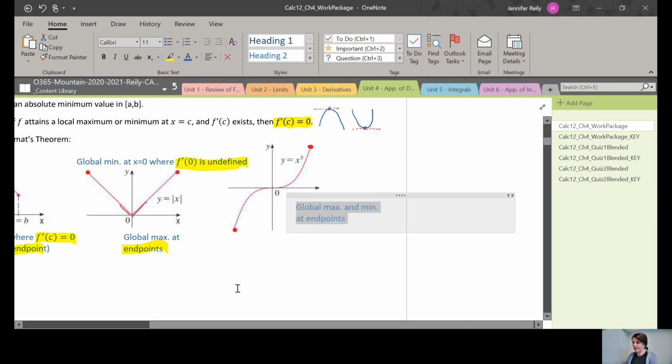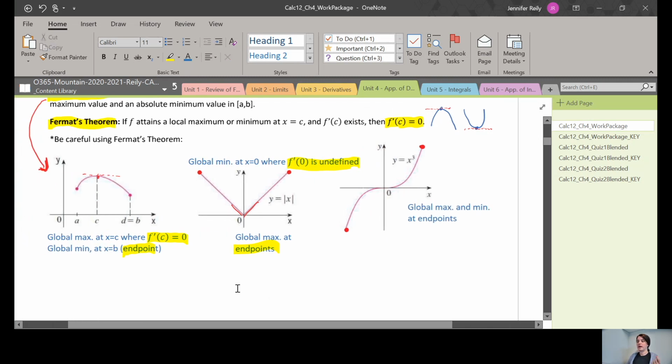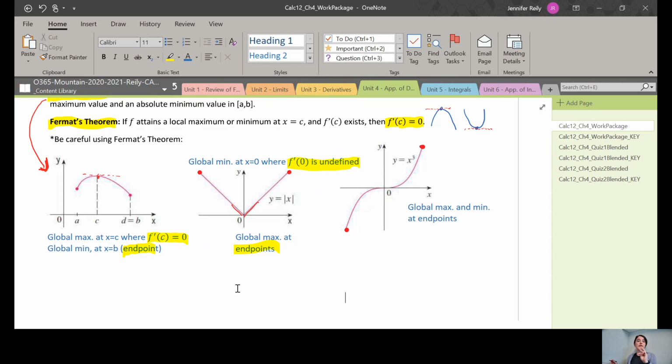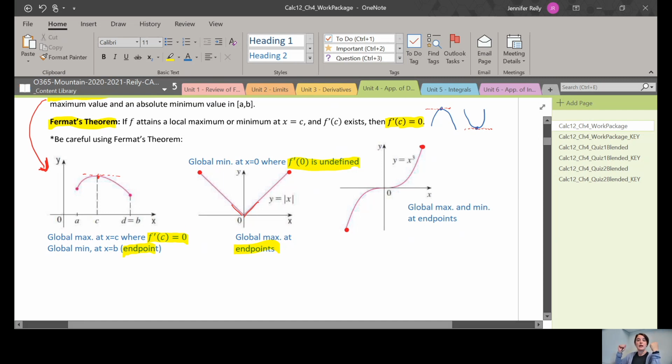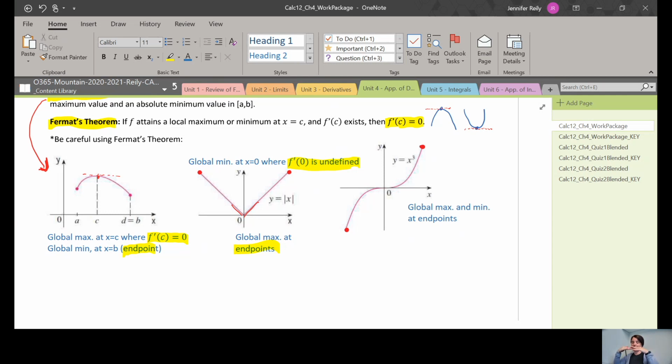There we go, and change it to blue. Okay, so in conclusion, by looking at these three examples, we found three important places we're going to look to find global maximums and minimums. One is where the derivative is 0. That's where the slope of the tangent line is going to be 0, and usually that indicates a peak or a valley, but not always.